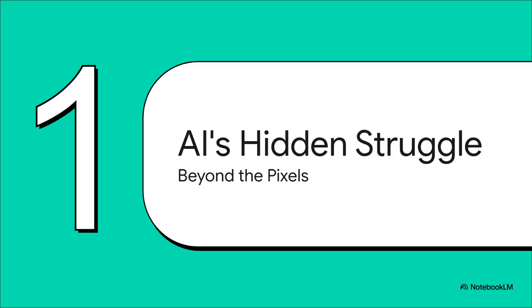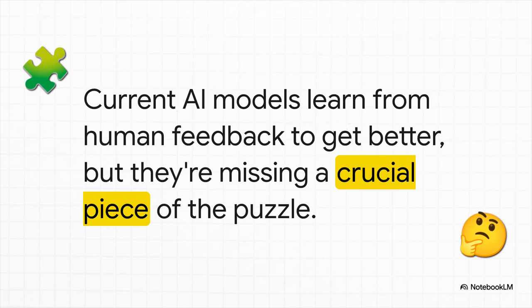So, to really understand what's going on, we have to look past the final image, beyond the pixels, and into a hidden struggle happening inside the AI itself. Right now, the way we train these models is by showing them images and telling them which ones we like better. It's a process that helps align them with human taste. But there's a huge blind spot in how we do it. We're missing a totally crucial piece of the puzzle, the element of time.